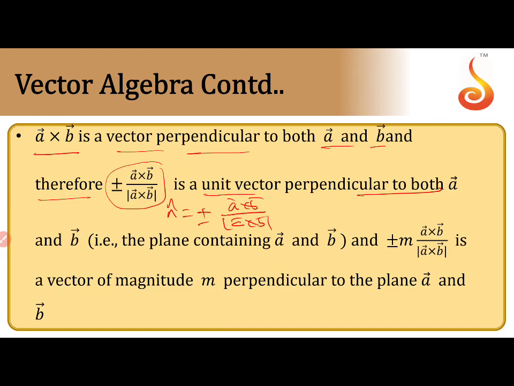Clear that one? Next, plus or minus m into A cross B by modulus of A cross B. That means a vector perpendicular to A and B and having magnitude m is m into the unit vector along A cross B. So plus or minus m into A cross B by magnitude of A cross B. So these are two formulas. What is the unit vector perpendicular to both vectors? A cross B by magnitude of A cross B. If some magnitude m is given, you take that m into it here.